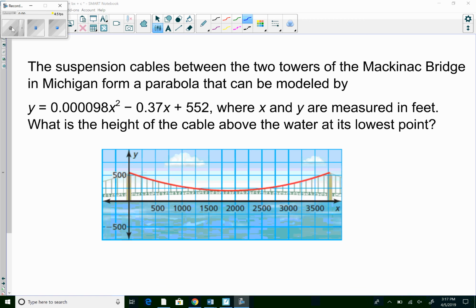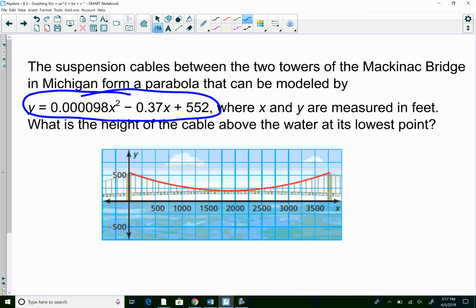All right, so now we're looking at a couple of word problems. This first word problem is about suspension cables between the two towers of the Mackinac Bridge in Michigan. They give you this parabola right here. X and Y are measured in feet. What is the height of the cable above the water at its lowest point? So you were basically just trying to find the minimum.